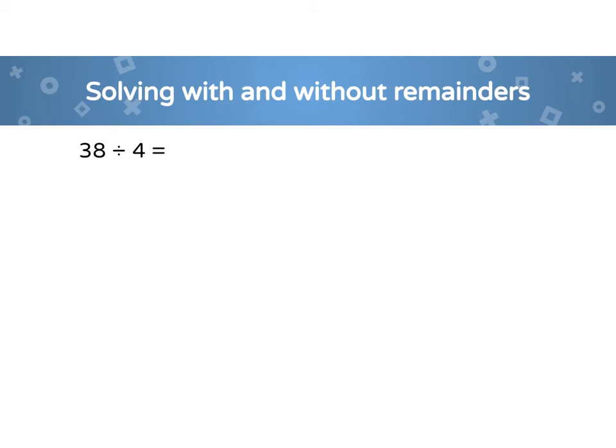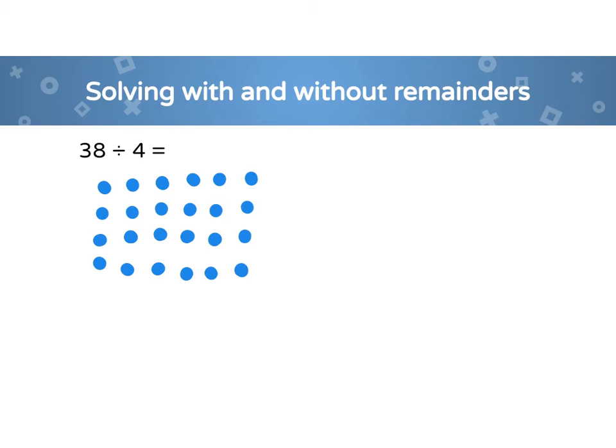So I can say 1, 2, 3, 4, 5, 6, 7, 8, 9, 10, 11, 12, 13, 14, 15, 16. I have to keep going. 17, 18, 19, 20, 21, 22, 23, 24, 25, 26, 27, 28, 29, 30, 31, 32, 33, 34, 35, 36, 37, 38. Uh-oh, I can see it right now. I can see that I'm going to have 2 left over.